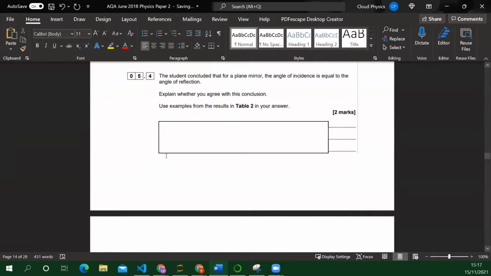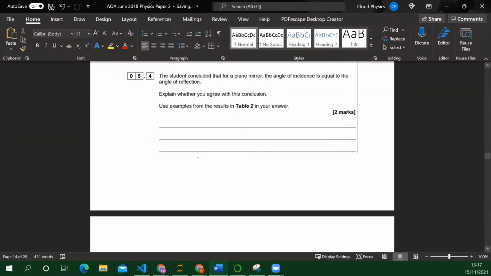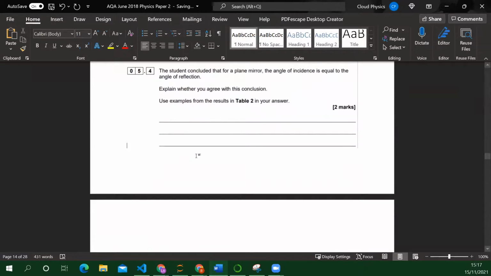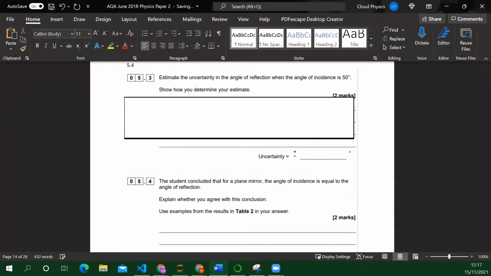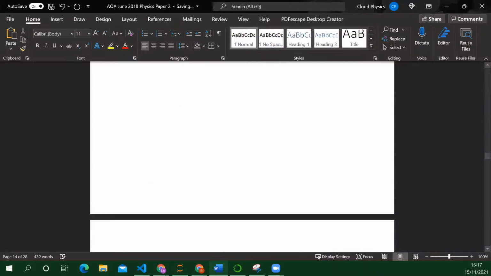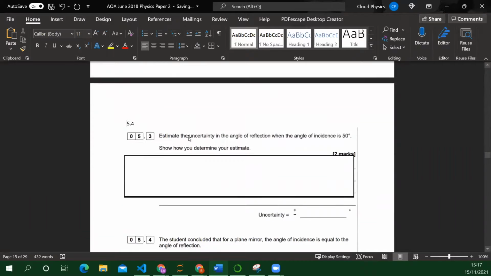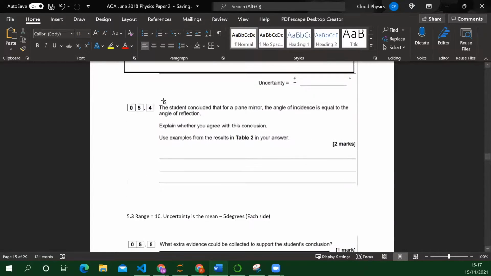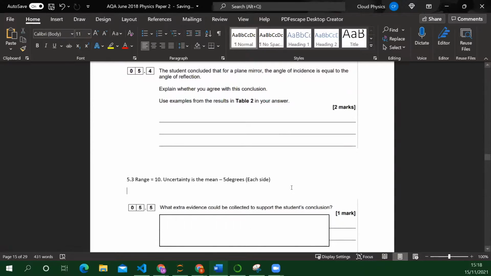So 5.4. The student concluded that for a plane mirror, the angle of incidence is equal to the angle of reflection. Explain why you agree with this conclusion. Use examples from table 2 for your answer. So I'm going to write 5.4 underneath that one. Apologies for this, it's getting a little bit haywire, but we'll get there.